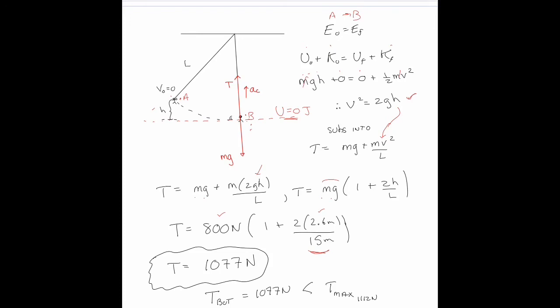But in the problem, the maximum tension was 1112. So we found that the tension at the bottom is 1077, which is less than the breaking strength of the vine. Therefore, the vine doesn't break.